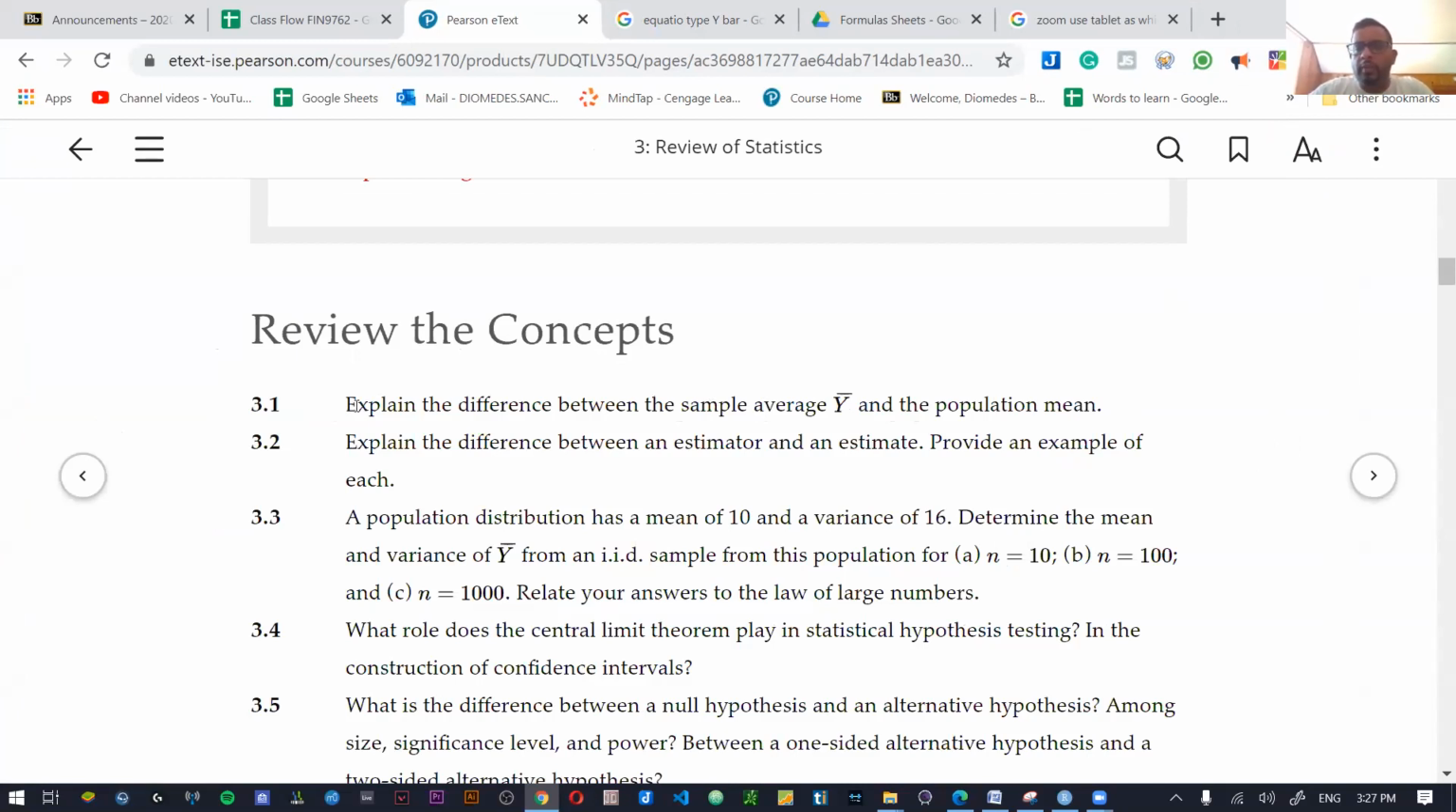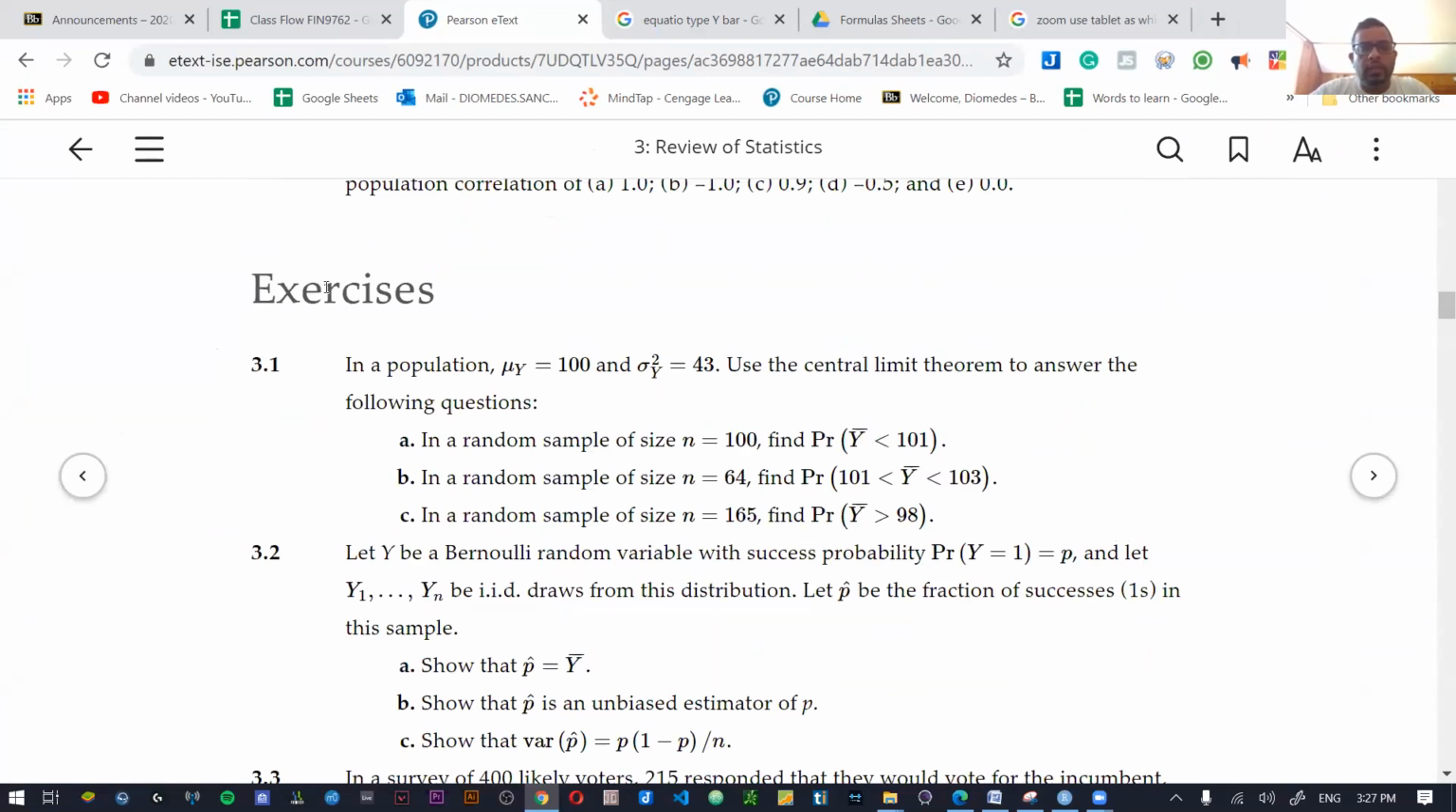So 3.1. Okay, so here, exercises. 3.1, we have, in a population, that the mean is 100 and the variance is 43. And we are asked to find the probability of the mean of y being under 101. Do you know how to solve these problems?